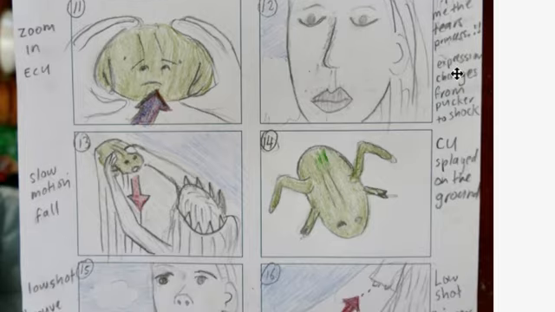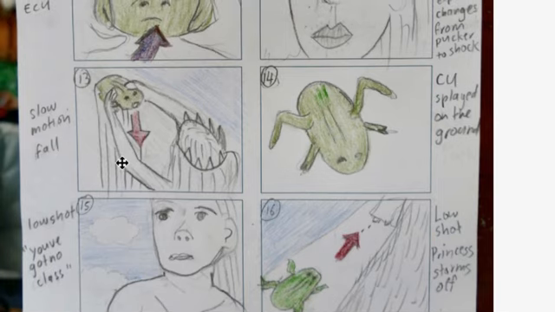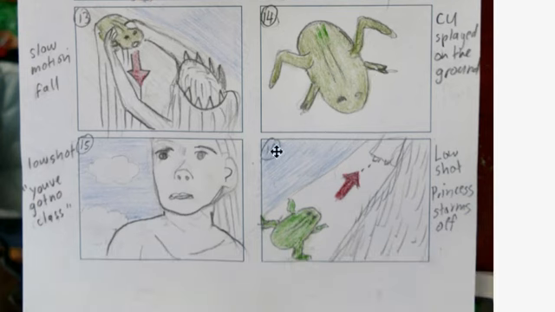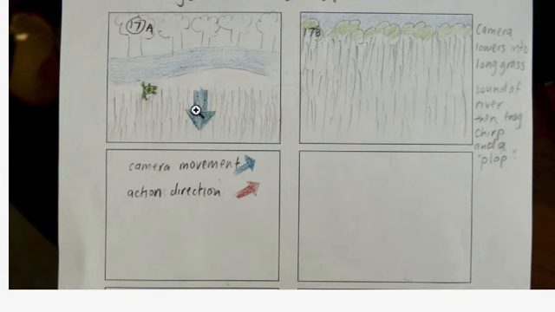Expression changes from pucker to shock. Great. Slow motion fall. Close-up splayed on the ground. And then she says, "You've got no class." And then she storms off. Interesting how that separates there. So then the camera movement is the blue arrow and the direction of the action is the red arrow. It would have been good to have that key at the very start just to make it really clear.